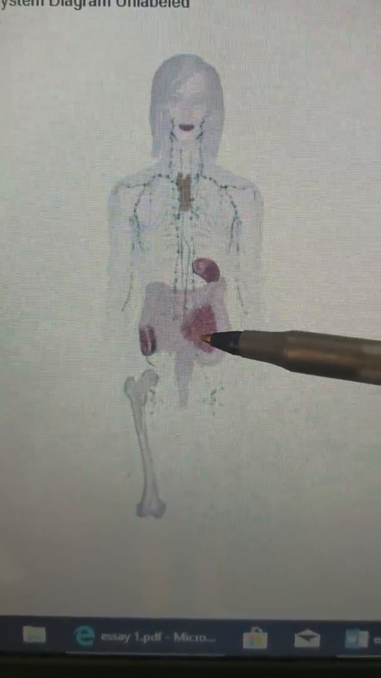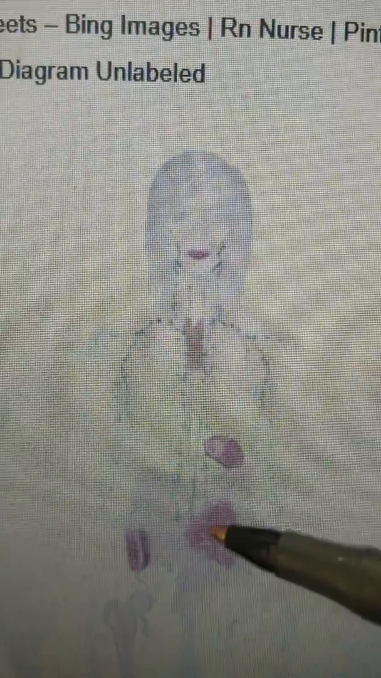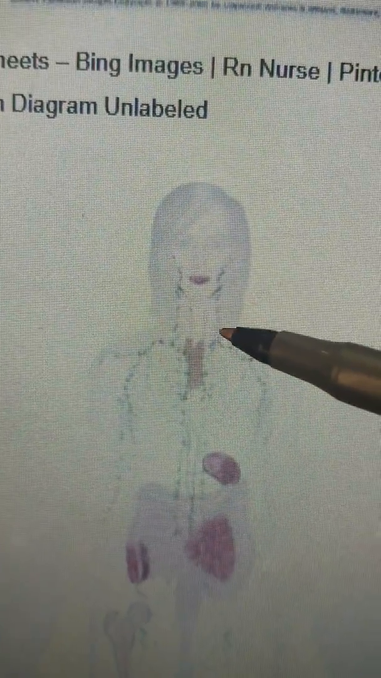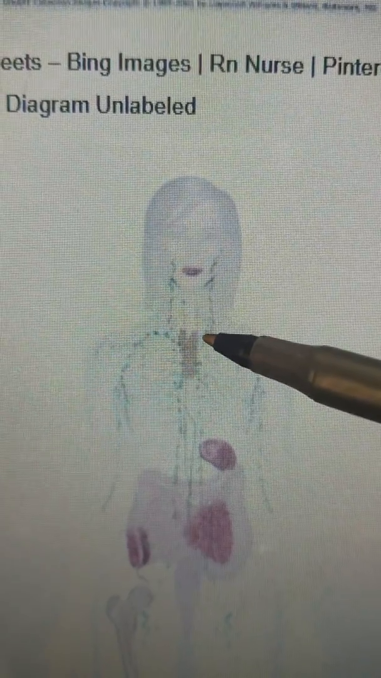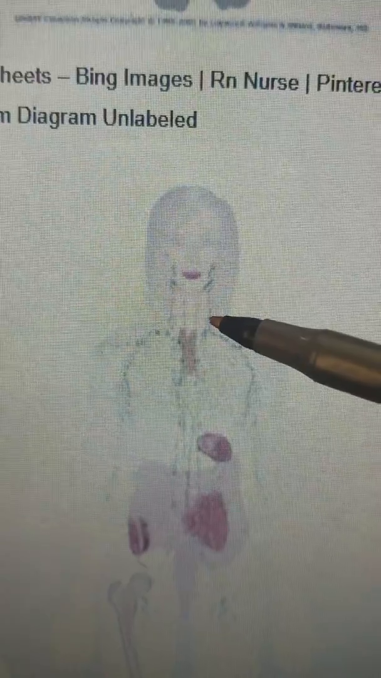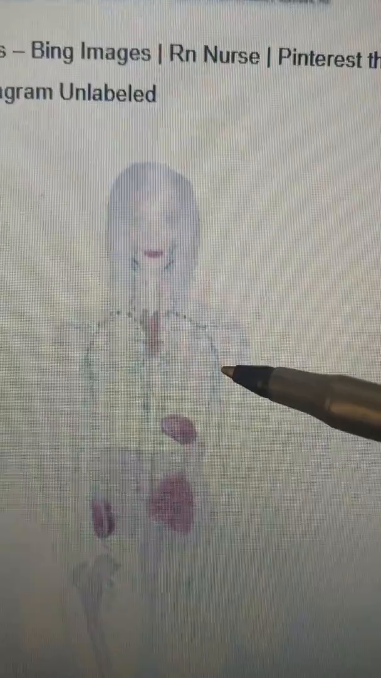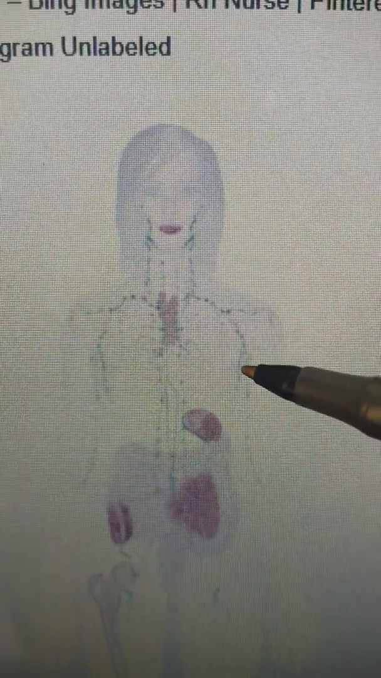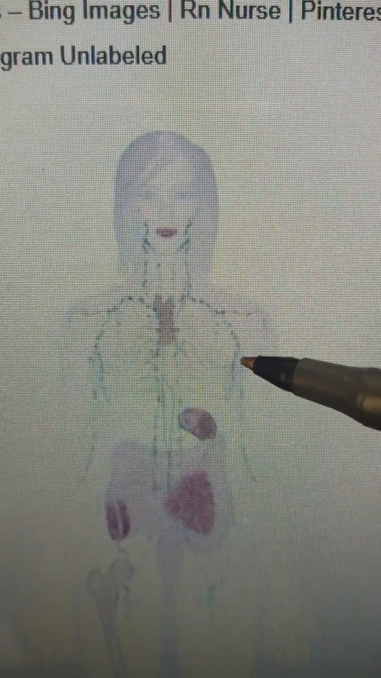And next would be your cervical lymph nodes, which are, try to bring the camera in a little closer, which are located about here. These would be your cervical lymph nodes. Then you will have your axillary lymph nodes, which are here. Bring the camera in a little closer. These are called axillary lymph nodes, and they're usually the ones that run right around the armpit area.